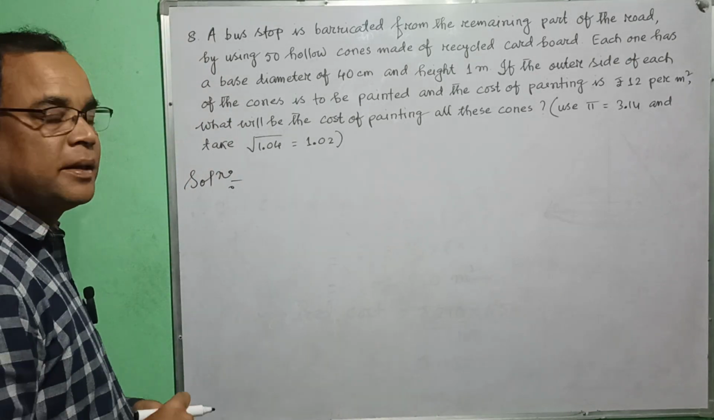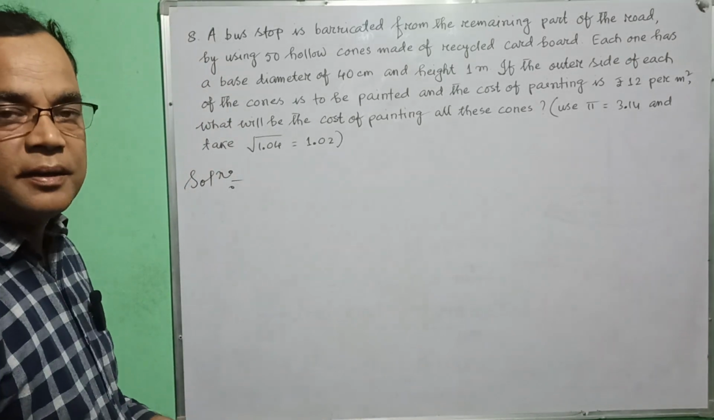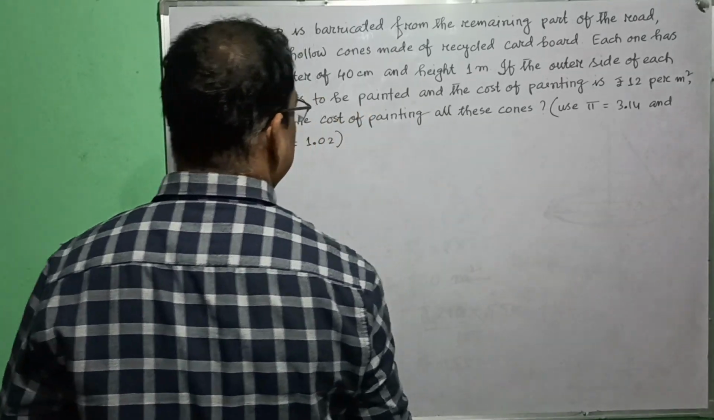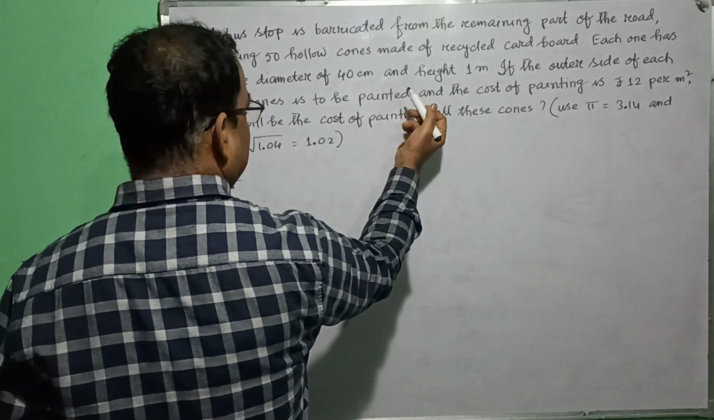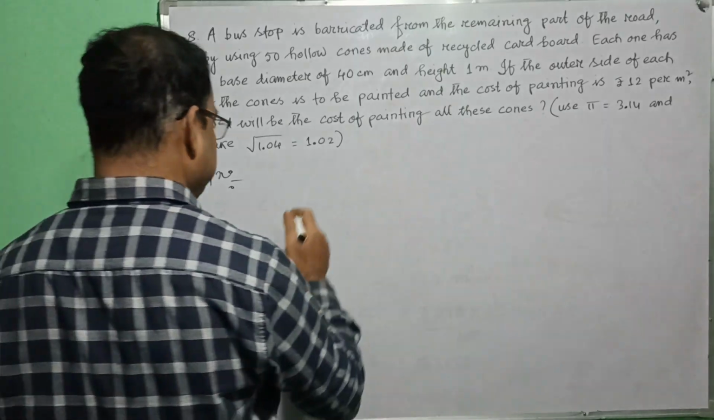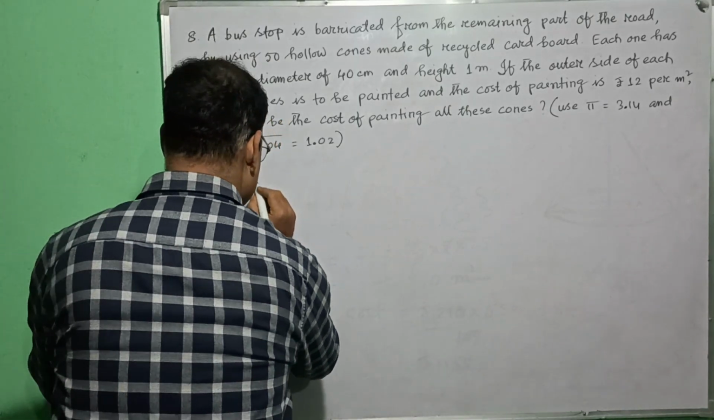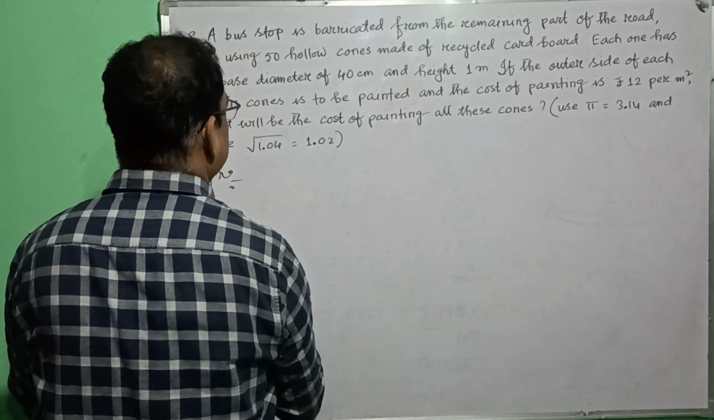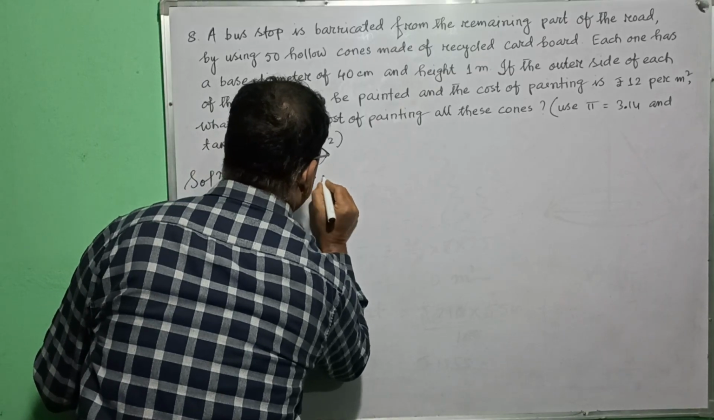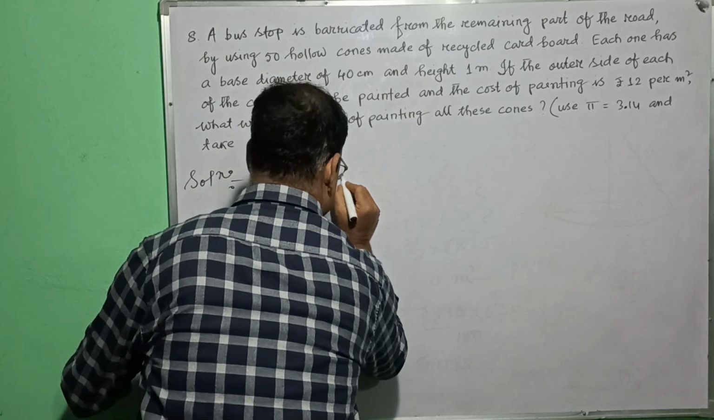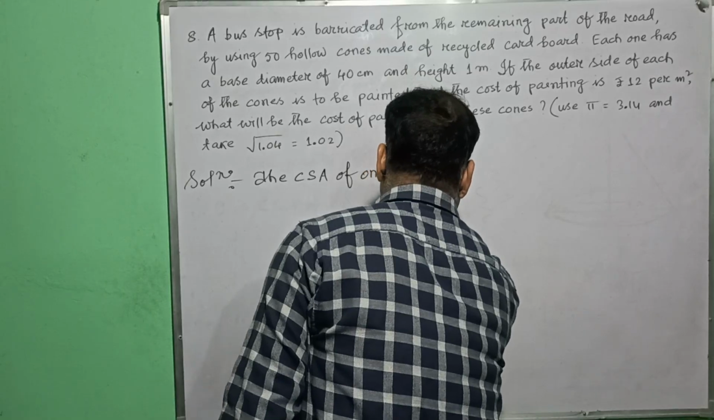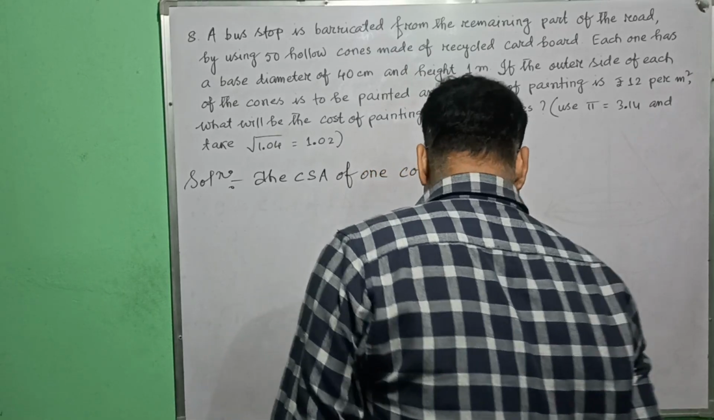So for surface area, curved surface area, we need slant height and base radius. But here base radius is given and height is given, but slant height is not given. So we have to find the slant height. So we can do it directly. We can write the CSA of one cone equal. Directly we can put the value.